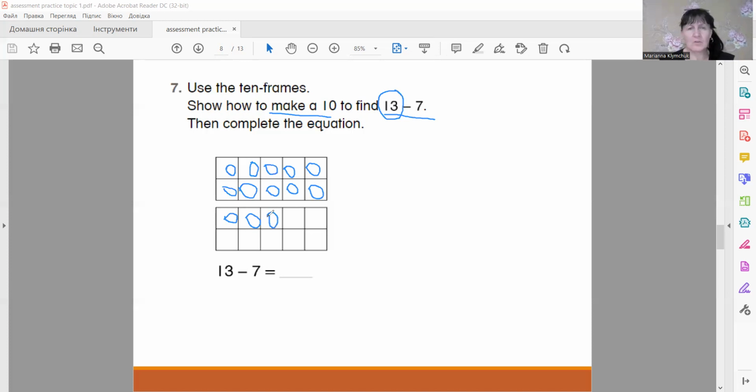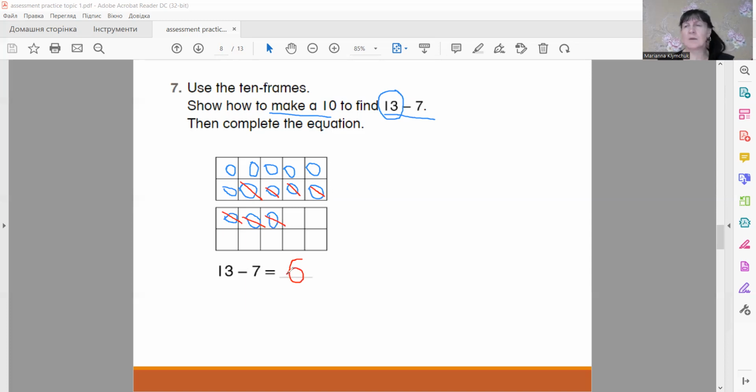Okay, what do we do? We just cross out. If you do minus, we cross out. So first of all, we cross out 1, 2, 3. We make a 10. Then we cross out 4, 5, 6, 7. Okay, and let's count what is left. 1, 2, 3, 4, 5, 6. I counted 6 is left.